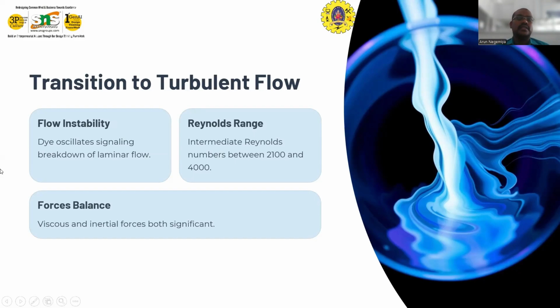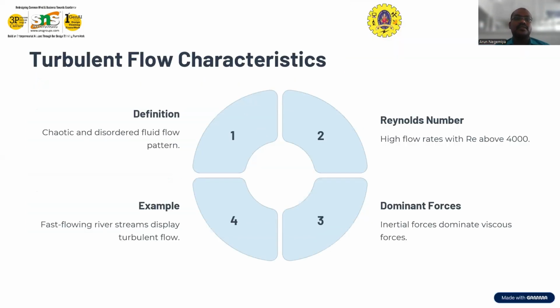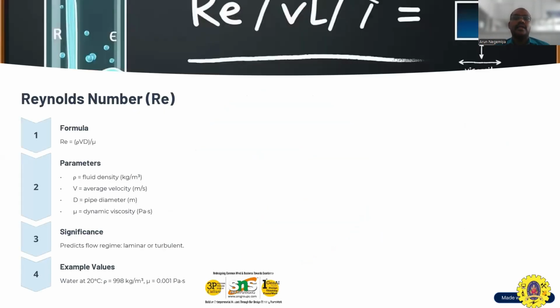In turbulent flow, the Reynolds number is between 2100 and 4000. We already discussed definitions and examples. The flow proceeds in a turbulent manner. And what is meant by Reynolds number? Already I told you, it is a ratio of inertial force by viscous force.